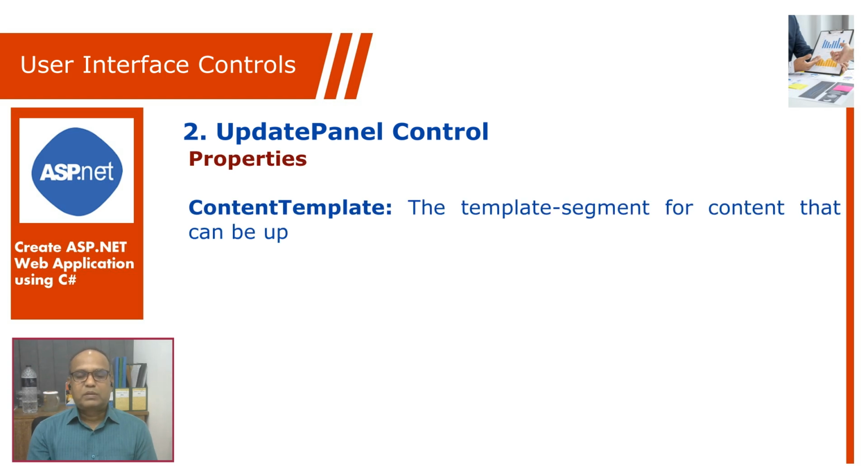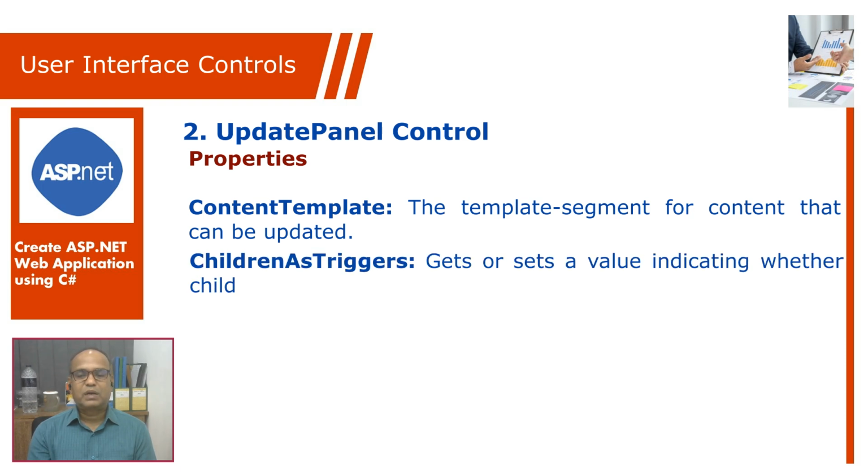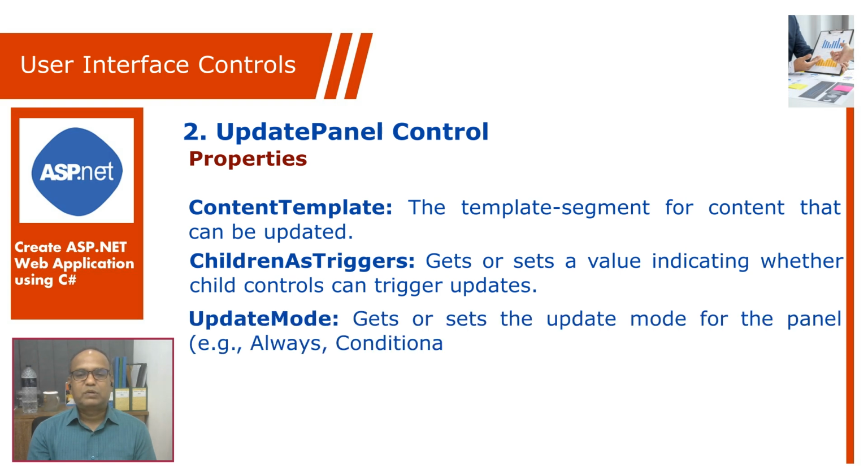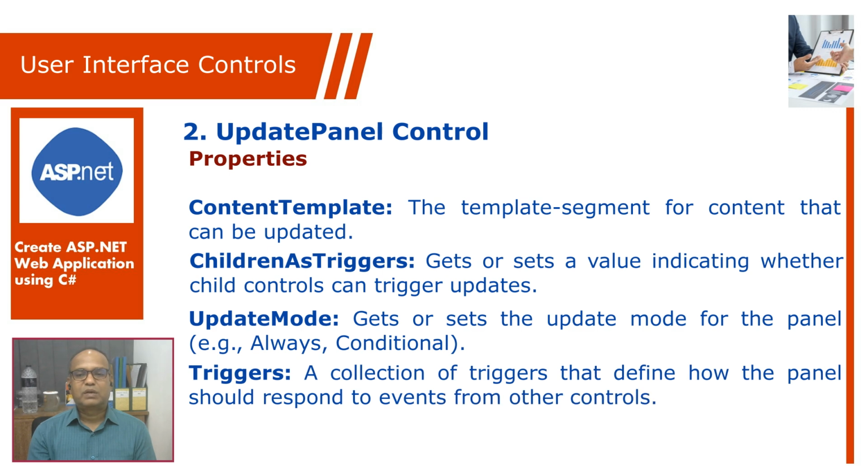Properties. Current template. The template for content that can be updated. Children as triggers. Gets or sets a value indicating whether child controls can trigger updates. Update mode. Gets or sets the update mode for the panel, for example, always or conditional. Triggers. A collection of triggers that define how the panel should respond to events from other controls.